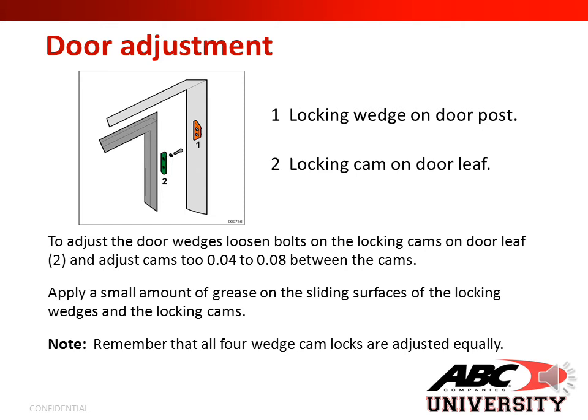Door adjustment. In the picture to the left, number 1 is your locking wedge on the door post. Number 2 is your locking cam on the door leaf. To adjust door wedges, loosen bolts on the locking cams on door leaf number 2 and adjust cams to 0.04 to 0.08 of an inch between the cams. Apply a small amount of grease on the sliding surface of the locking wedge and the locking cams. Remember that all 4 wedge cam locks are adjusted equally.